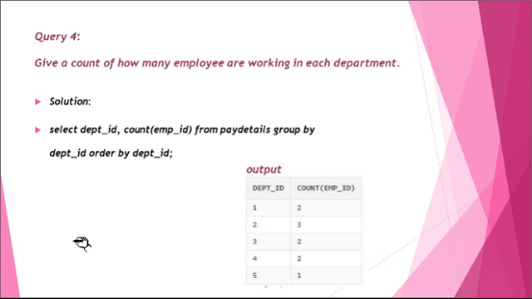Order by department ID. Order by will do sorting according to the department ID. By default, it will sort in ascending order. If I want it in descending, then I have to mention DESC, which stands for descending. Now I have got the output. We have 5 departments, that is 1, 2, 3, 4 and 5, and now I have a count according to department ID. In department 1, we have 2 employees. In department 2, I have 3 employees. In department 3, I have 2 employees, and so on.